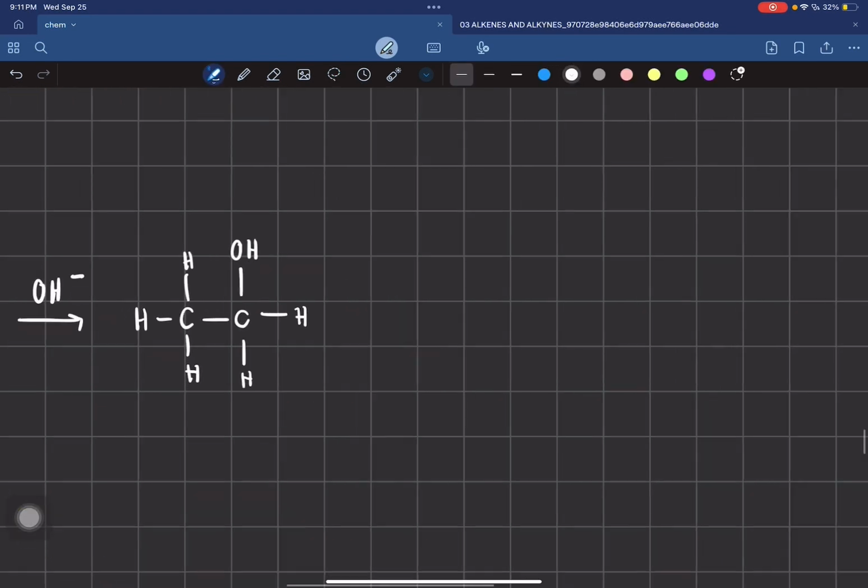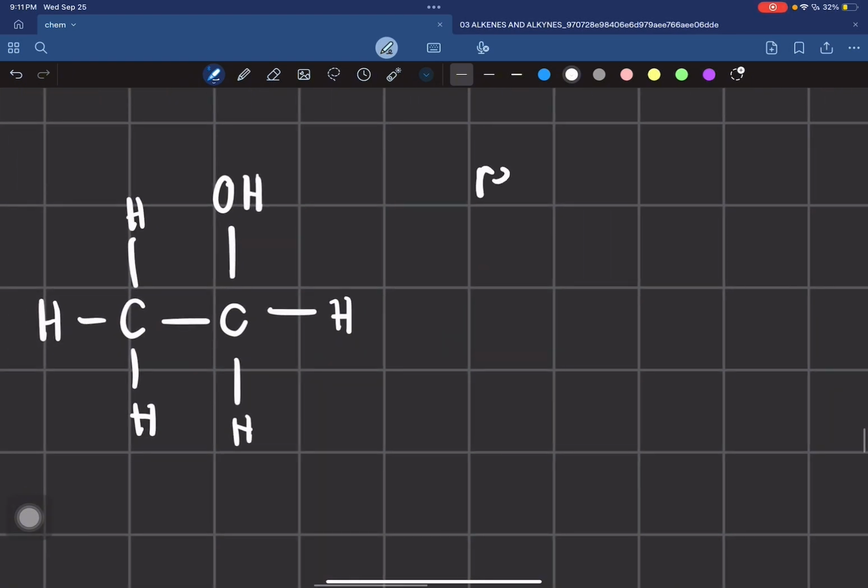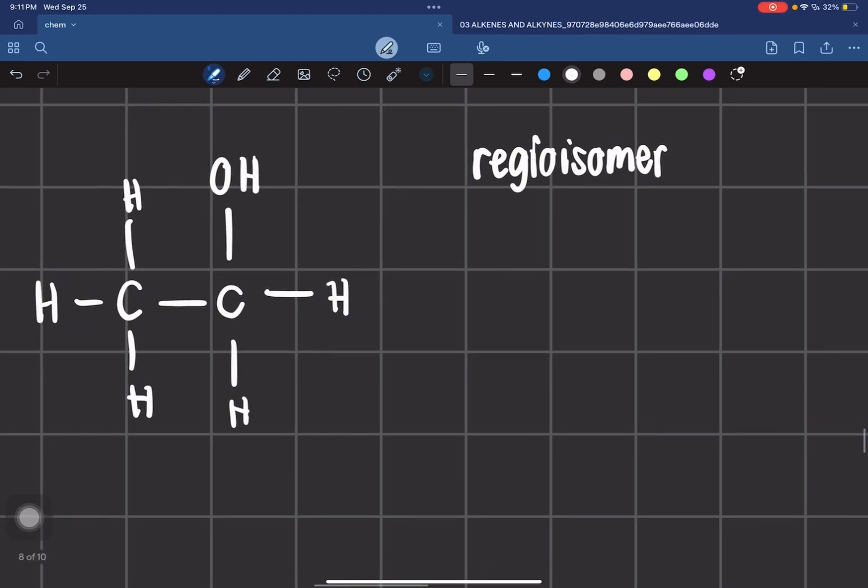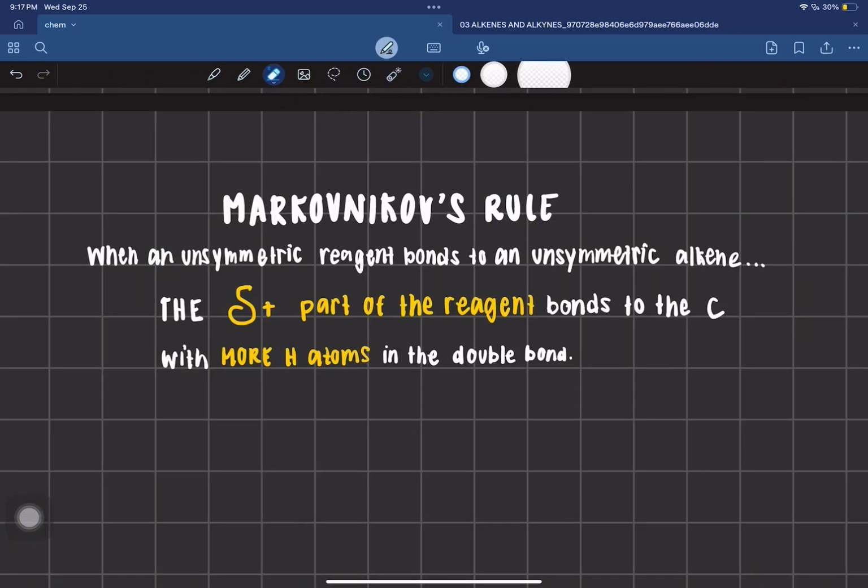So, this would be a regioisomer of the hydration reaction that just happened. So, if we name this, it would be named 1-ethanol, if I'm not mistaken.